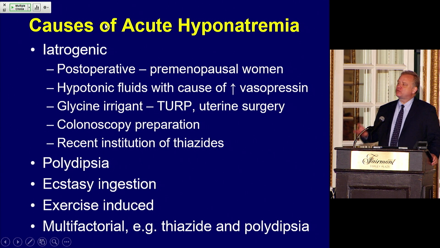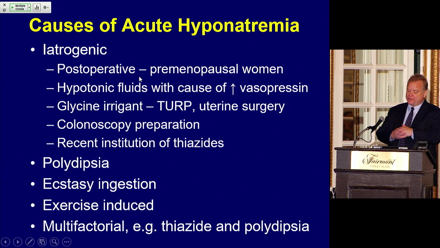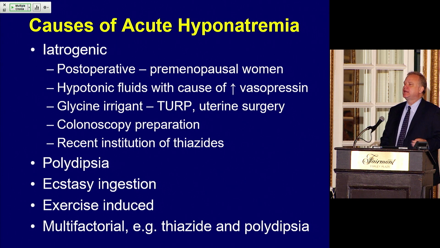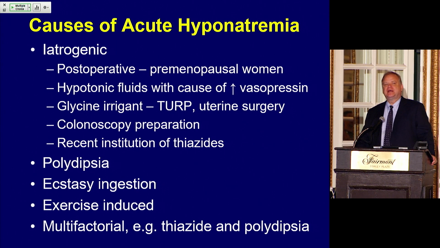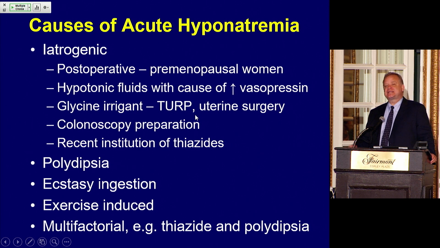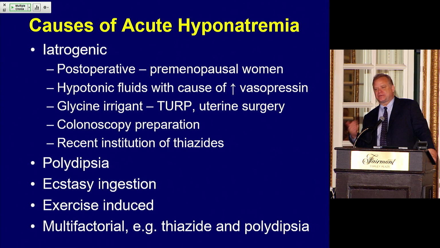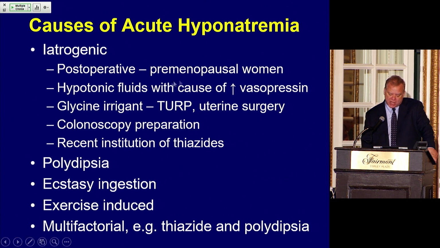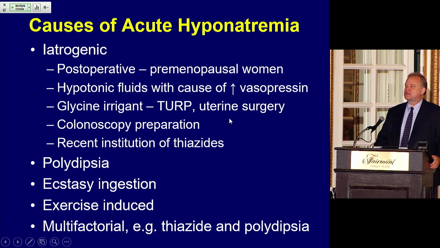Well, there's an iatrogenic group or hospital-associated group. Anybody that is post-operative, the classic studies were of premenopausal women who were getting ovarian surgery. They had pain after the surgery, vasopressin levels went up, and somebody gave them D5 and they became acutely hyponatremic and would seize after the surgery. Any administration of hypotonic fluids with an increase in vasopressin can do it. The glycine irrigant in TURPs and uterine surgery, classically that's thought to be with a normal osmolality, but they're actually hypotonic. Colonoscopy preparation, so any form of colonoscopy purgative is associated really with hyponatremia.